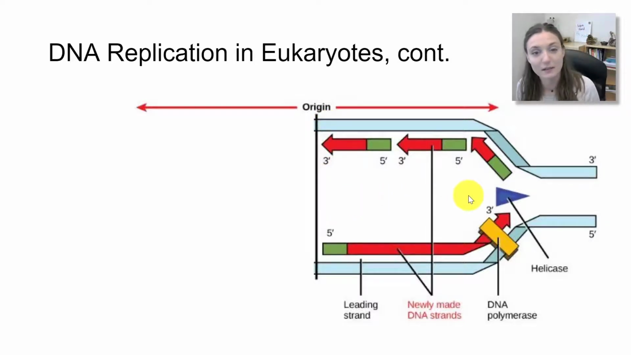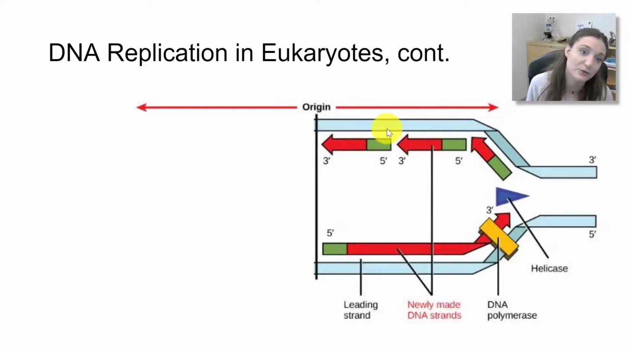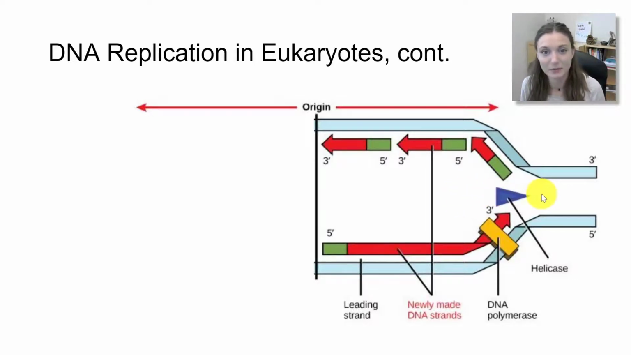Helicase moves forward a little bit more, exposes a few more bases. Primase comes in, adds the primer. DNA polymerase attaches and creates a short sequence of DNA again until it hits that previous primer. Helicase moves forward a little bit more, exposes a few more bases on this strand. Primase, DNA polymerase creates a short strand.